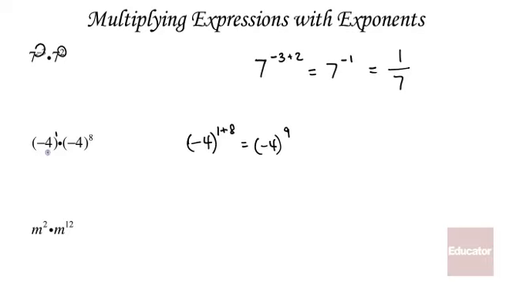Be careful that the negative sign is inside the parentheses. That means that the exponent is also repeating the negative. Don't leave it outside the parentheses. And then with a variable, we have m, 2 plus 12, which equals m to the 14th. So we were just adding all the exponents. Negative 3 plus 2 is negative 1, 1 plus 8 is 9, and 2 plus 12 is 14.